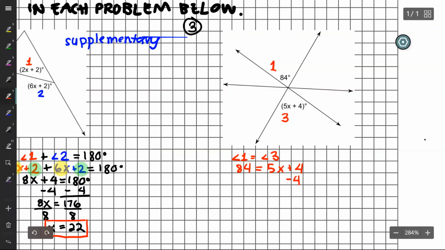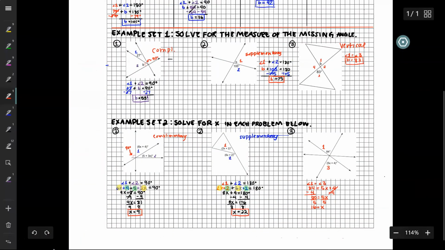We have a two-step equation. Get rid of my number, so minus 4 on both sides. 84 minus 4 gives me 80. Equals 5x. 4 minus 4 is 0. The last step is to divide by 5. So x is 80 divided by 5, which is 16.